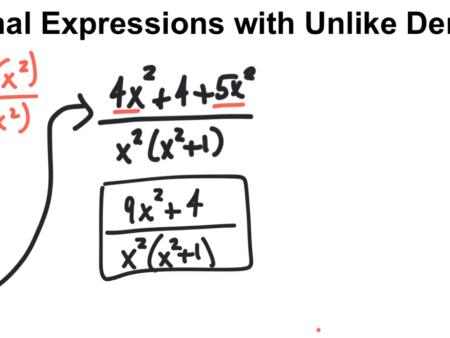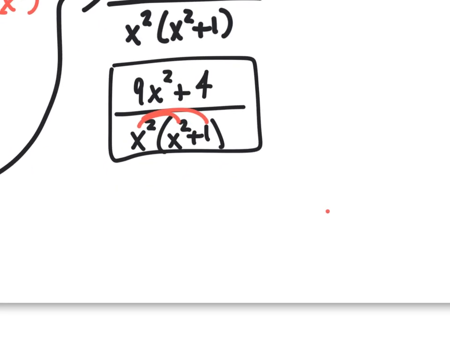Now, I would totally accept this as an answer. They might want you to redistribute this x squared down here, okay? But it just depends on the answer, okay? So this would be fine. This is your answer, okay?